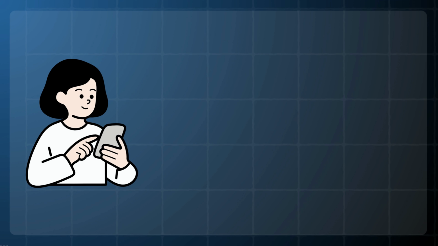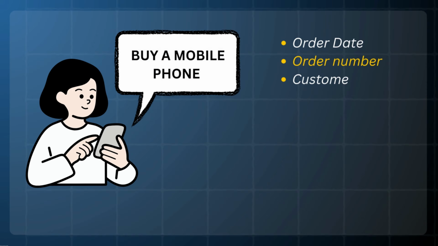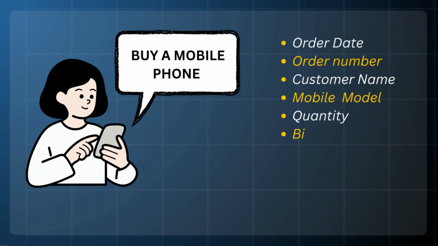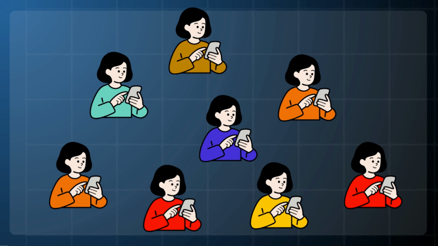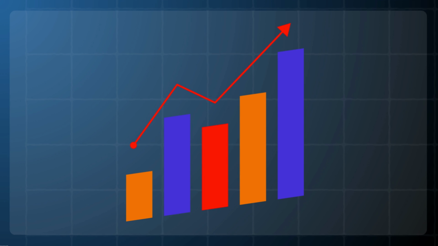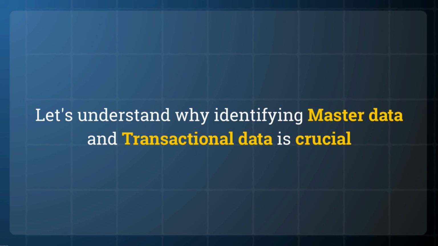Now let's bring some action into the story. A customer visits your website and places an order. The moment the order is placed, a lot of new data gets created, like customer name, which mobile was purchased, quantity, order date, time, price, its payment method. Now if 1000 customers place orders today, you generate thousands of new records. Tomorrow again more records. This data keeps growing every single day because it represents business activity. That is transactional data.